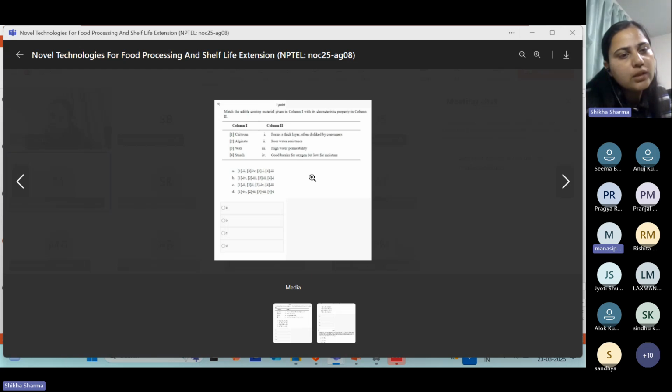Just see the property of different polymers. It's easy to answer, not very difficult. Two options I already discussed with you, and the only confusion is with alginate and starch. Even wax is a lipid, so what can it offer? Poor water resistant means it is also water permeable, right? So see the water permeability definition, and whether it is resisting or passing through. Then you will easily understand.